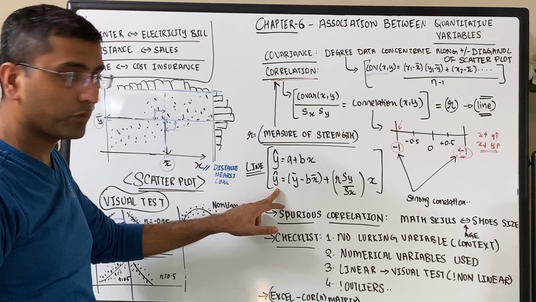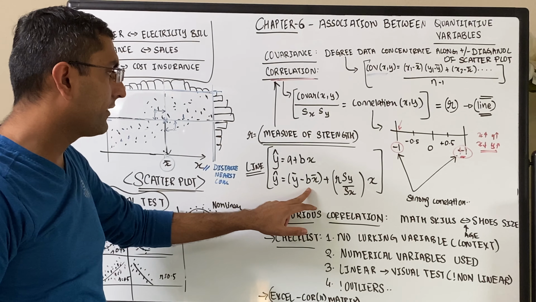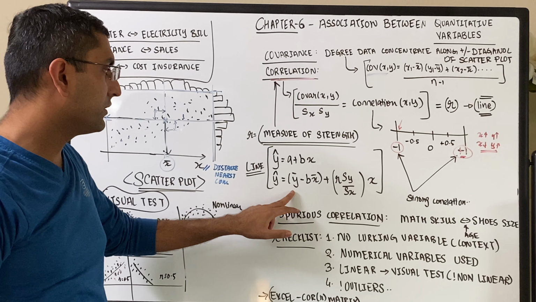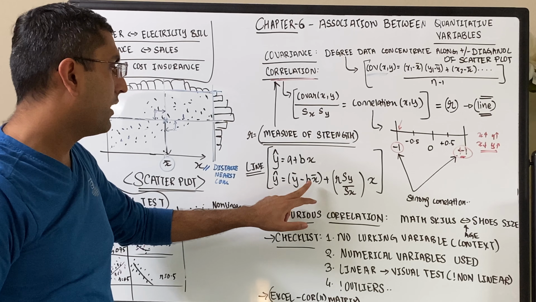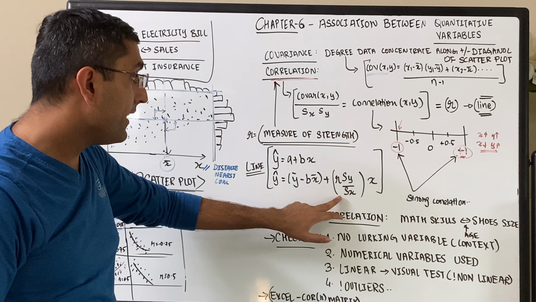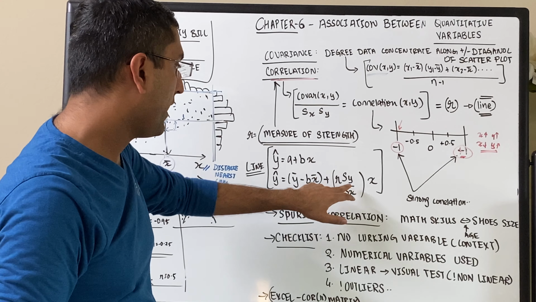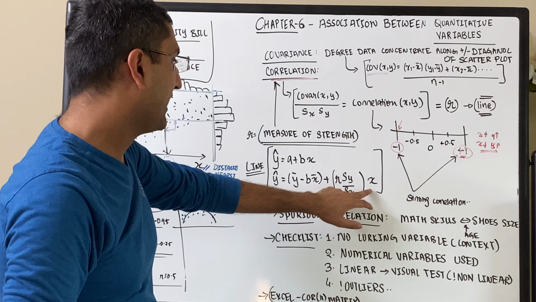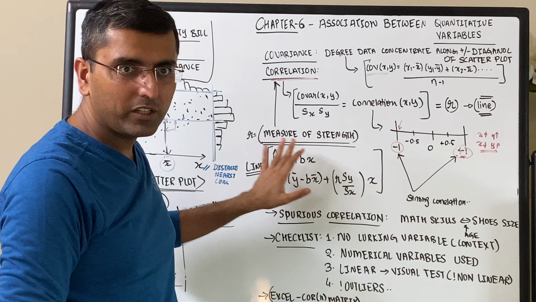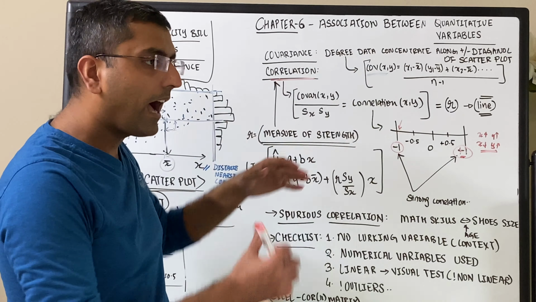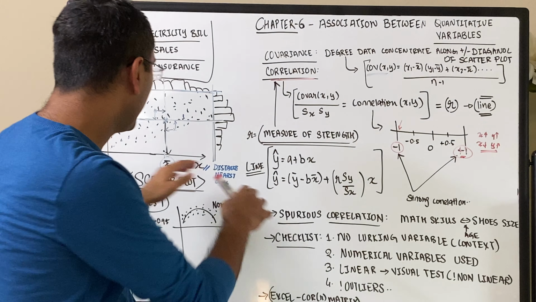y bar, which is what you're trying to predict, is the mean minus b times x bar. b is the coordinate when y equals 0, right? What is the x-intercept? And then r, which is correlation, times standard deviation of y over standard deviation of x, times x. So basically, we don't have to really understand how this works, but you can think about this as how far off the points are spread out from the two diagonals.